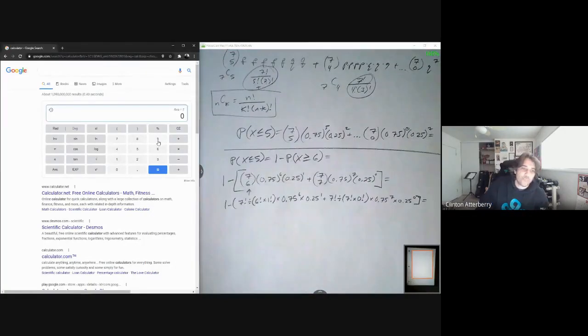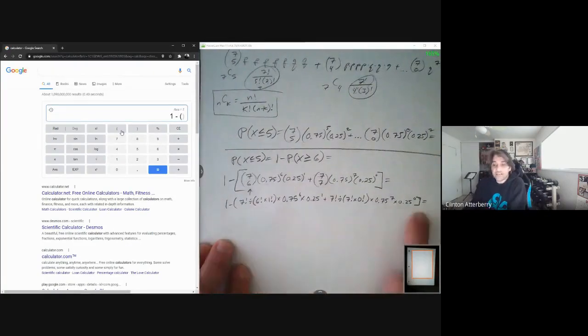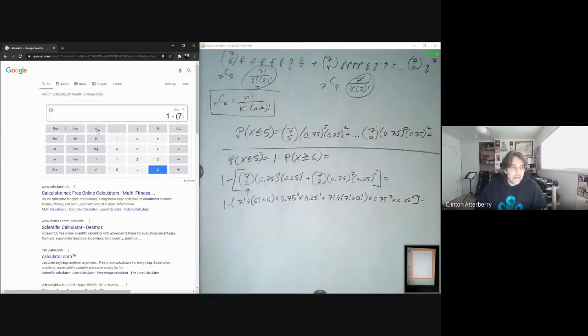Here we go. 1 minus parentheses. I'm going to type in this whole long string there. And before I hit submit, I'm going to double check all my work. Now, for the exponent in Google, it's that little x to the y. Okay, it's a little button next to the 0, x to the y.